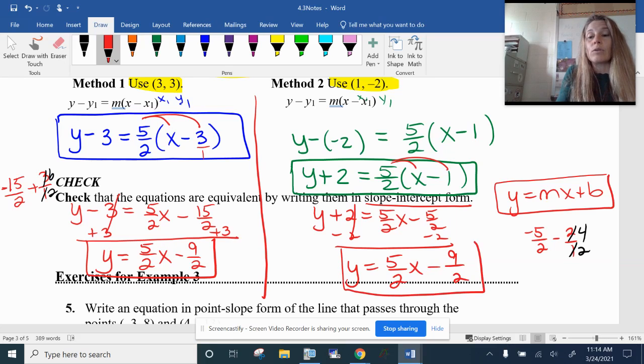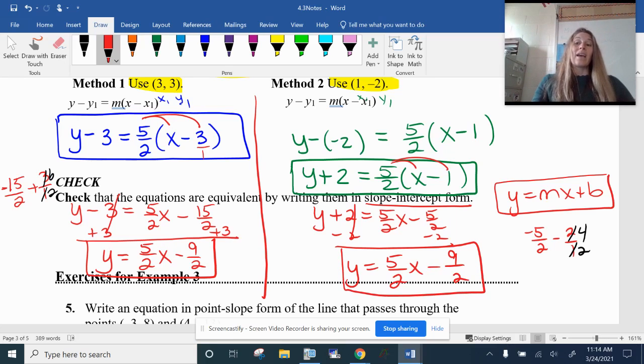So you can see that your slope-intercept form has to be the same because the line only has one y-intercept, and that's the specific point that we're looking at in that form. Whereas in point slope form, it's using any point on the line, so you can have different answers for an equation in point slope form, and they can both be correct.